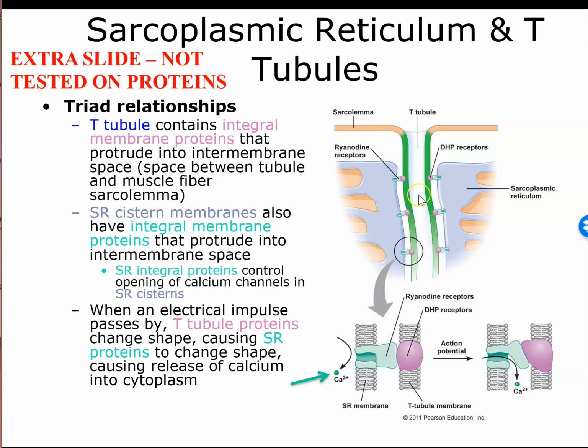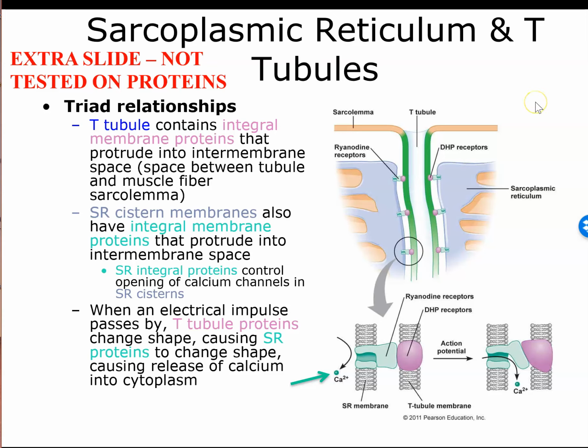Triad, meaning our T-tubule and the two cisterna of our SR, the Sarcoplasmic Reticulum. So it's 1, 2, 3 structures at play here. You don't have to memorize this slide. I just think it really helps to conceptually know what's taking place so it all kind of makes sense.